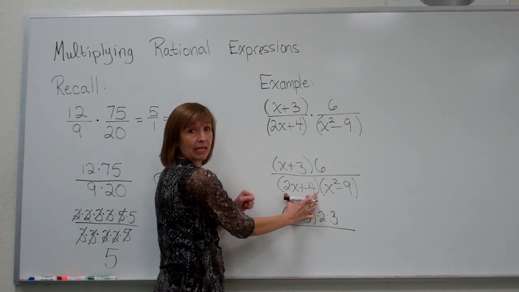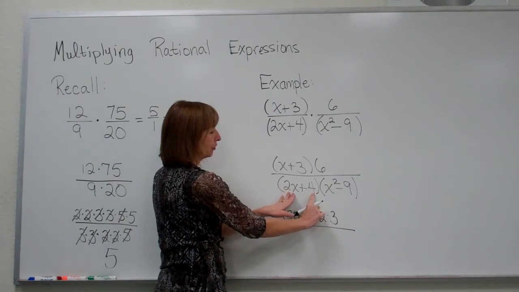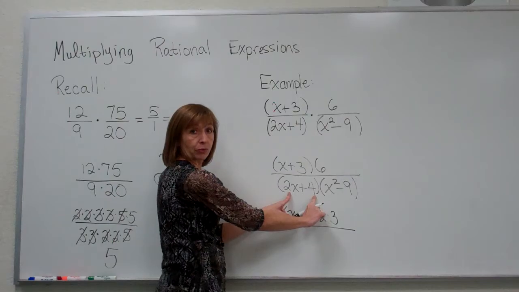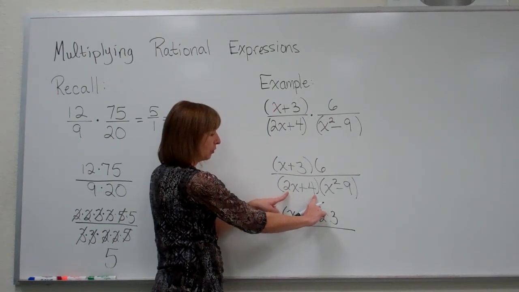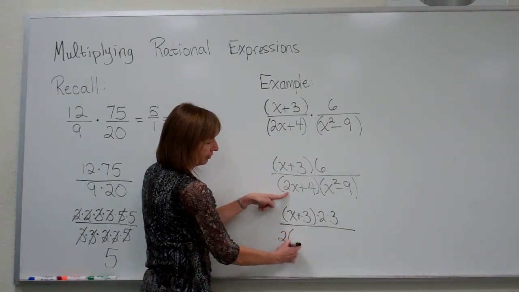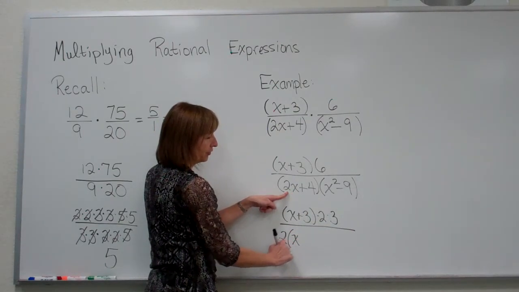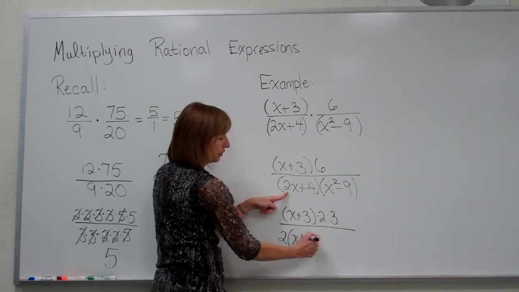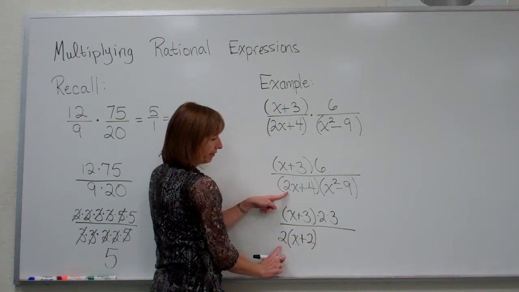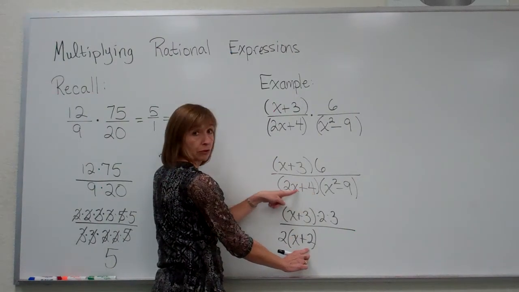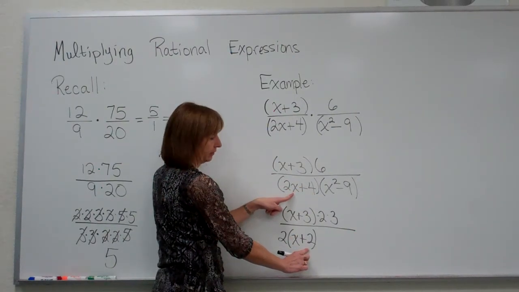Now, in the denominator, the first factor has 2 terms, and it has a common factor of 2 between these 2 terms. So we'll factor out the common factor. 2 goes into 2x, x times, and 2 divides into 4, 2 times. So I factored out a common factor of 2 from these 2 terms of this first factor in the denominator.